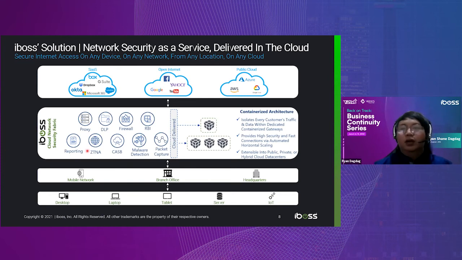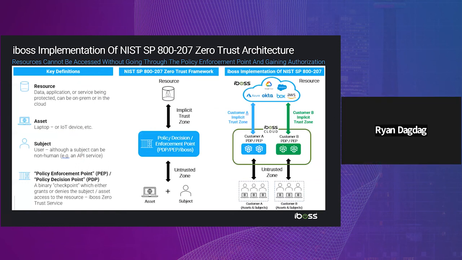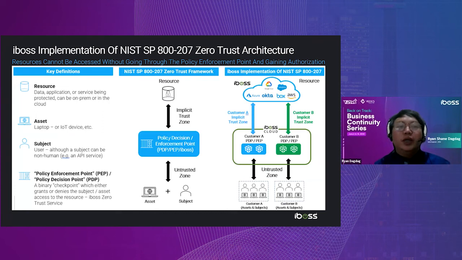And if you talk about compliance or zero trust architecture, what we have here is the zero trust concept. We anchor the solution on NIST SP 800-207, which talks about zero trust principles. There are four key terms here. An asset is the device or IoT device. A subject can be the user or any API service. And a resource can be your application or data residing anywhere.